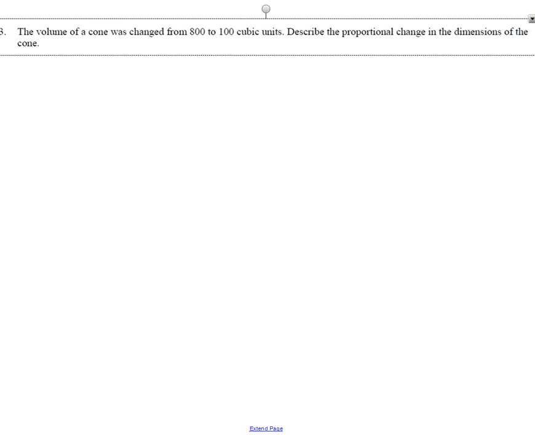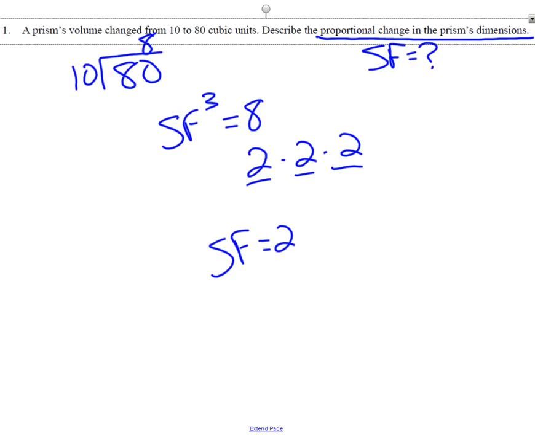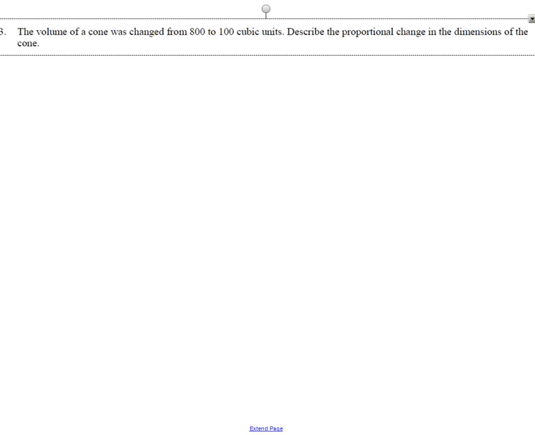All right, number 3. Volume of a cone was changed from 800 to 100 cubic units. Describe the proportional change in the dimensions of the cone. This one sounds really familiar. It looks an awful lot like that. It's not so much that it's a cone. This shape is totally unimportant. That could be the volume of an ice cream truck. Because all we care about is the scale factor. This shape is completely irrelevant.